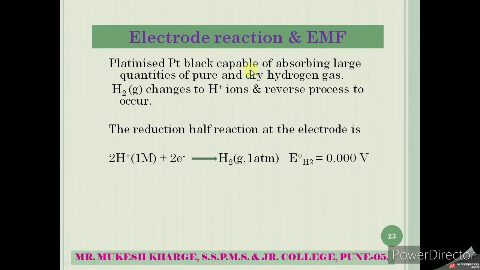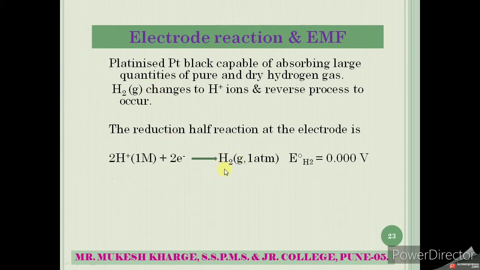Platinized platinum black is capable of absorbing a large quantity of pure and dry hydrogen gas, and this hydrogen gas changes to H plus ion and the reverse process occurs. So let us see the reaction. We know that H carries 1 plus charge, molarity is 1 molar. So H plus gains 1 electron to produce hydrogen, but hydrogen is unstable in atomic form. So one hydrogen combines with another hydrogen to form a hydrogen molecule.